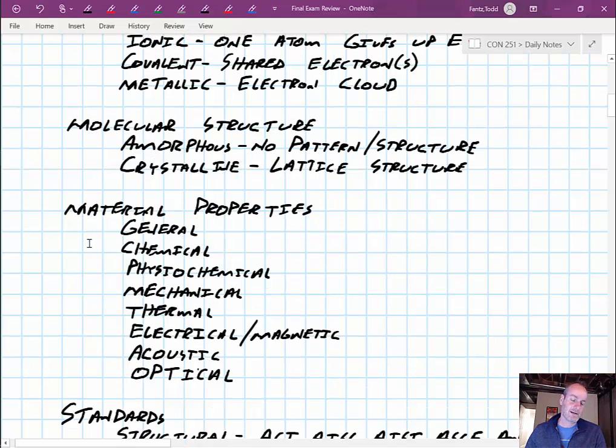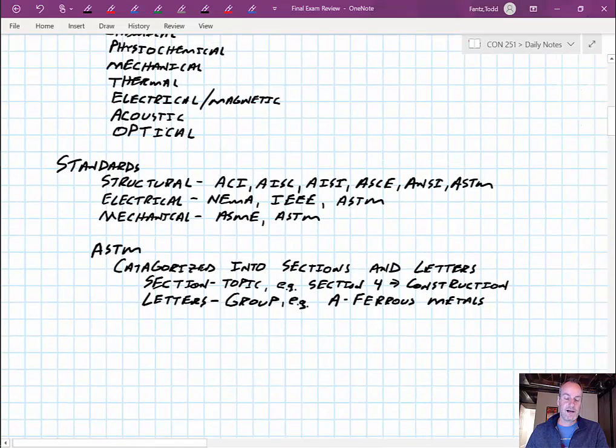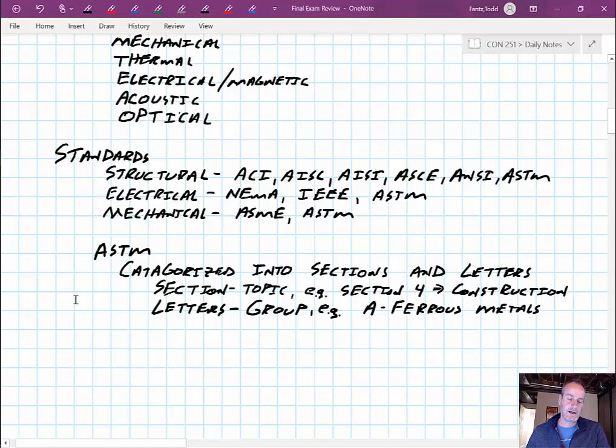Then we also had a slide talking about material properties. The different material properties when we're defining materials could be general, chemical, physiochemical, mechanical, thermal, electrical, magnetic, acoustic, and optical. Of course, mechanical is what we focused on most in this class. That's really like your strength of your material, right? We weren't so concerned with thermal properties. And we moved on to standards. If we're talking about structural systems, they're governed by ACI, AISC, AISI, ASCE, ANSI, and ASTM.